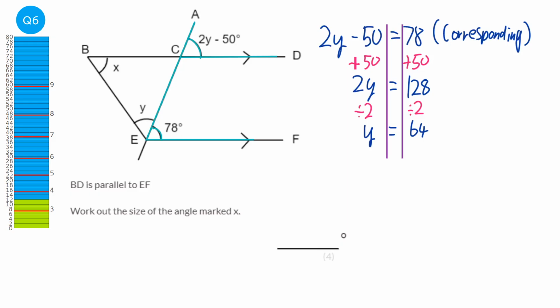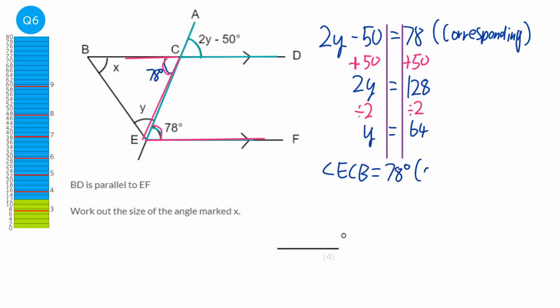Well, there's a few different things we can do. We could work out the fact that these two here are vertically opposite. That would be absolutely fine. But actually, if we look at this part here and this part here, these are also two parallel lines, and this angle here and this angle are going to be alternate. So I can write that down here. So angle ECB is equal to 78 degrees. So this will be 78 degrees.